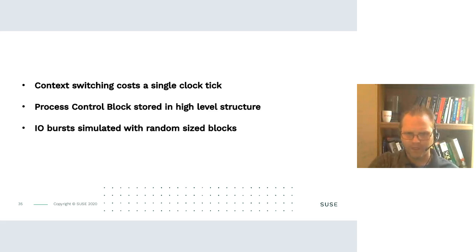Context switching was assigned a cost of a single clock tick. This clearly isn't accurate, but without this simplification, there was no way to measure the effect of context switching on throughput in the simulation. So, for example, the throughput shows a clear difference between a quantum of 1 clock cycle with many context switches and a quantum of 100 with fewer context switches.